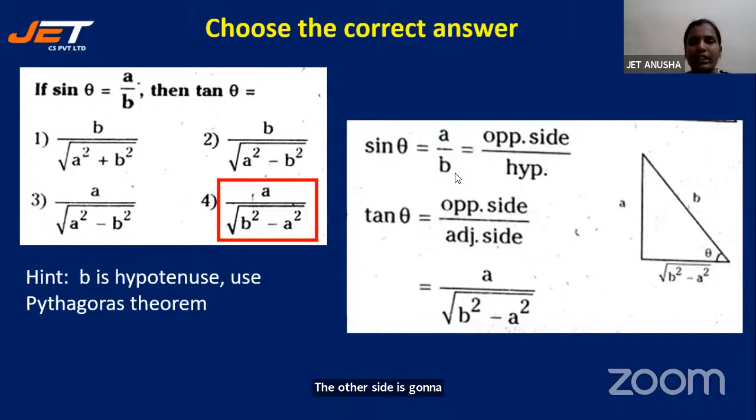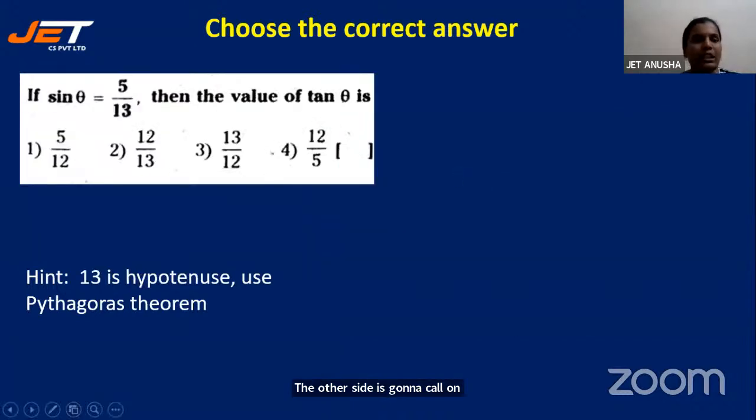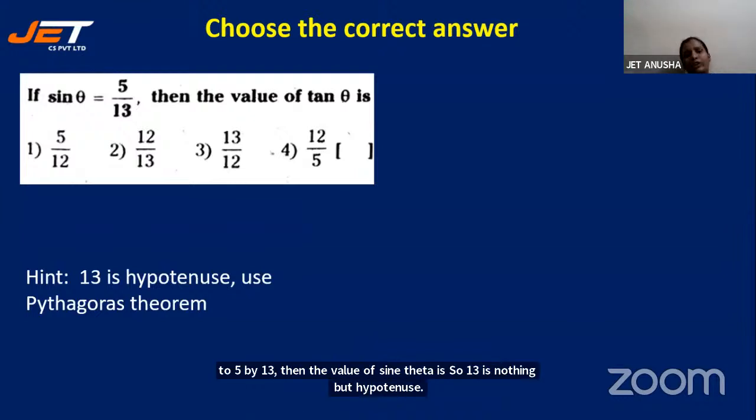Okay, so we will go with the next one. So here, if sin theta is equal to 5/13, then the value of tan theta is. So 13 is nothing but the hypotenuse. Use your Pythagoras theorem formula. If 13 is the hypotenuse, then what is the other side?